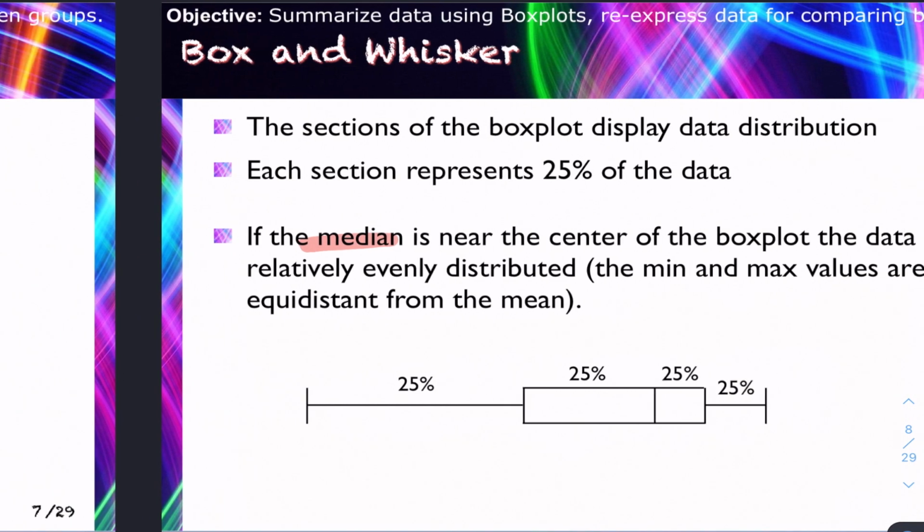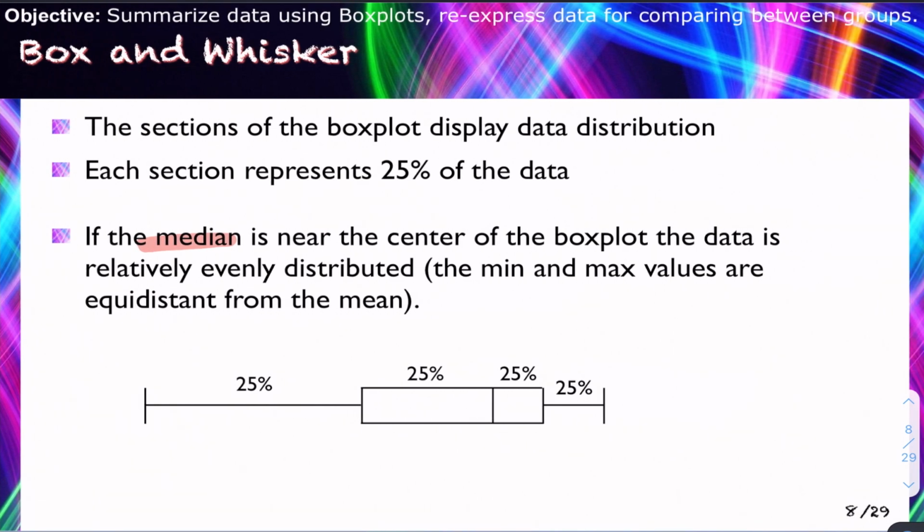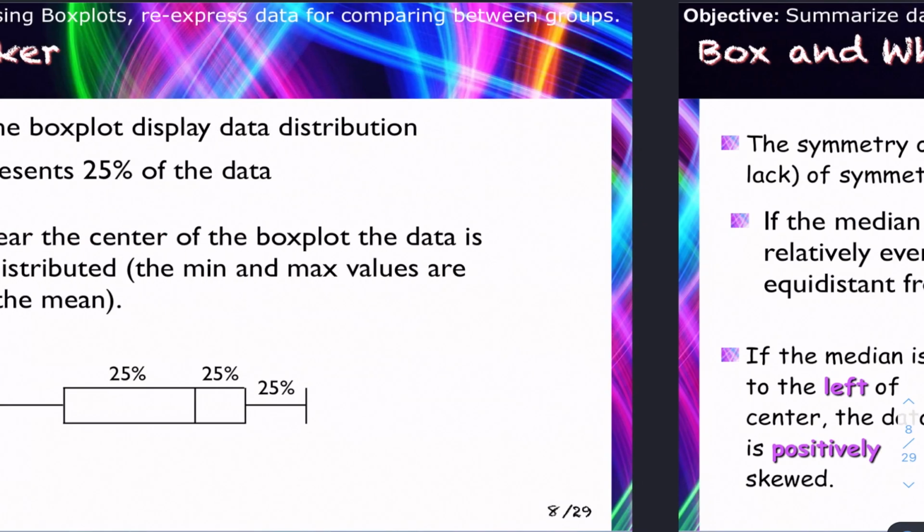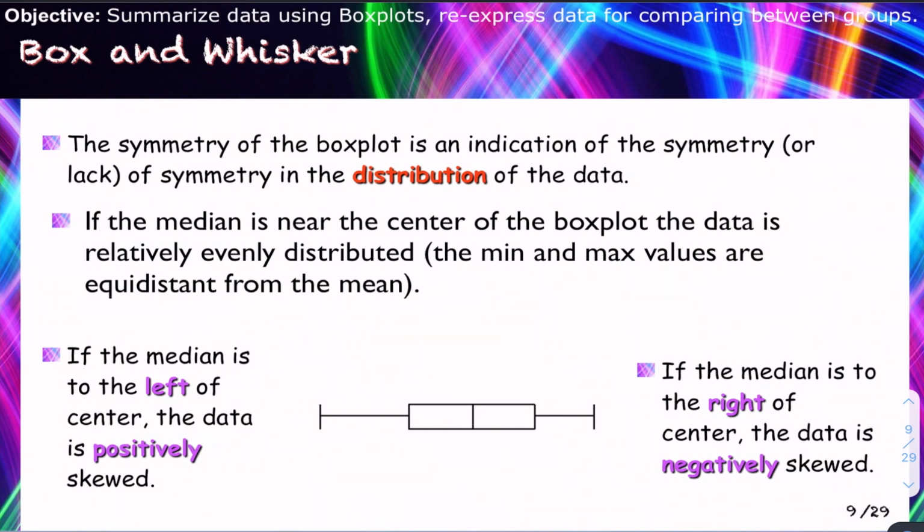In our picture below, we can obviously tell that the median is not in the middle of our box plot. And this goes to symmetry. So the symmetry of a box plot is an indication of the symmetry, or lack thereof, in the distribution of the data. If the median is near the center of the box plot, the data is relatively evenly distributed. Then you would use mean and standard deviation.